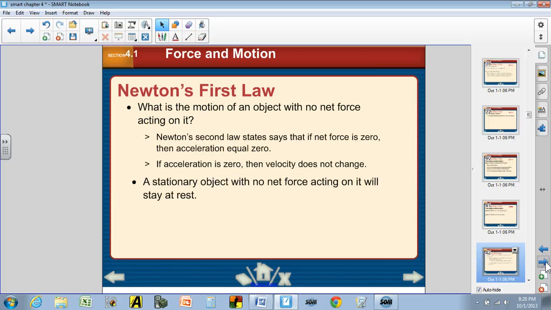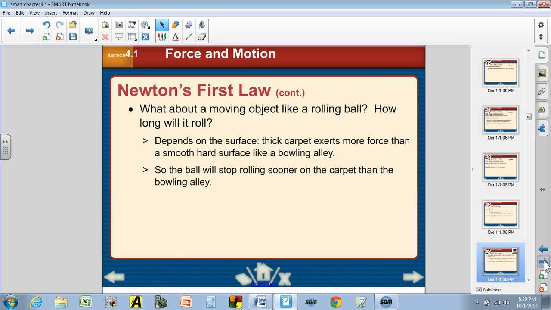Let's go on then. What's the motion of an object with no net force on it? Well, Newton's second law says that if there is zero net force, then there's zero acceleration. If there's zero acceleration, then the velocity is not changing. If you're in motion, you're staying in motion. If you're stopped, you're stopped, but your velocity does not change. Stationary objects with no net force will stay at rest.